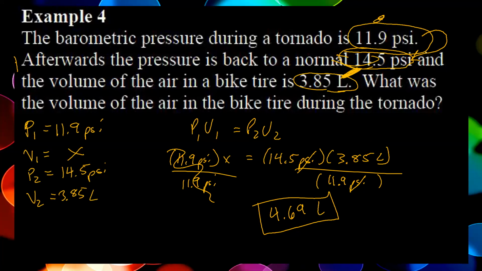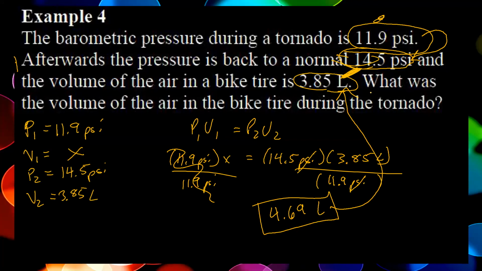I think I said this wrong. It is not the numbers, it's me. I'm sorry. Let me try this again. From during the tornado to after the pressure went up, that sounds better. There we go. I was thinking that was 19 for some reason. Darn you, dyslexia. Pressure went up, so the volume should have gone down, and the volume went from 4.69 to 3.85. So yes, it did go down. It does match what we got.